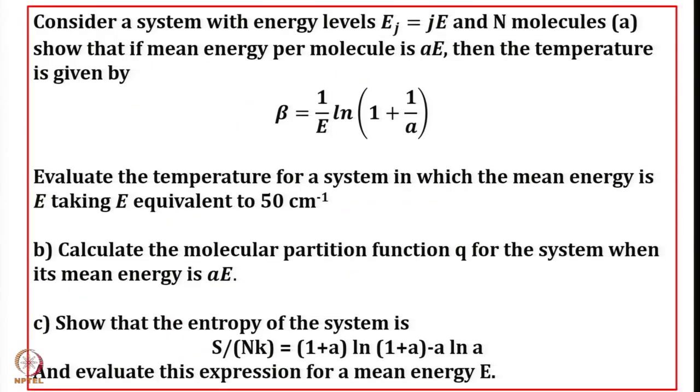Let us look at the problem statement again. By now, we have addressed this. We have also addressed this. Now it says, show that the entropy of the system is S by NK equal to (1 plus A) log (1 plus A) minus A log A. This is what now we need to show. Entropy. We have an expression for the molecular partition function. So therefore, we need to think of a relation which connects the entropy with molecular partition function.